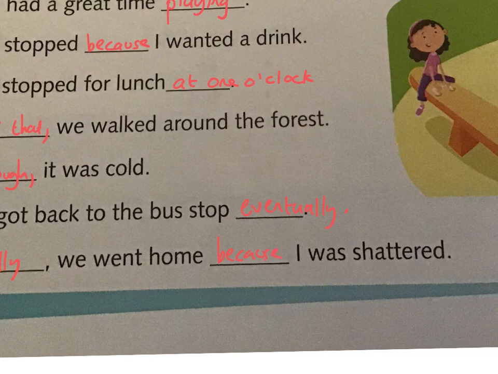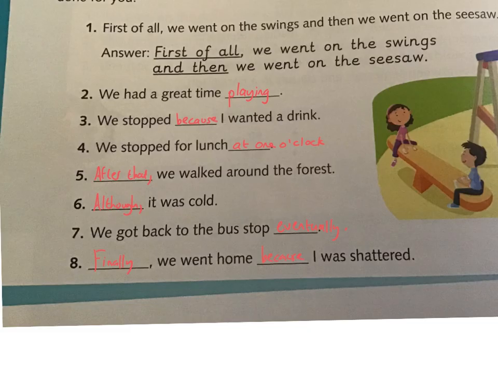because I was shattered. Now there's plenty of options for words that you could use there, but the aim is to fill in the gaps to make your paragraph flow a lot better. So now it says, first of all, we went on the swings and then we went on the seesaw. We had a great time playing. We stopped because I wanted to drink. We stopped for lunch at 1 o'clock. After that, we walked around the forest, although it was cold. We got back to the bus stop eventually. Finally, we went home because I was shattered. So it flows a little better now that you've added in some linking words.